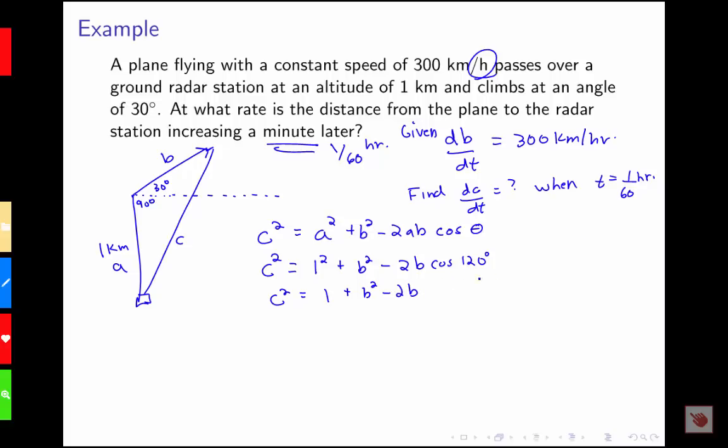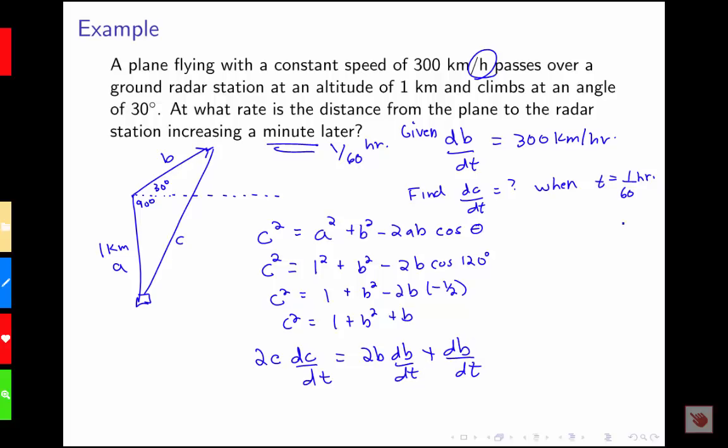Cosine of 120 degrees is the same thing as cosine of 2 pi thirds. That's 60 times 2, or pi thirds times 2. So we're looking at cosine of that being -1/2. So we have c squared is 1 plus b squared plus b is what that part simplifies to. Okay, so now we can look at introducing rates because we're interested in relating these rates of dB/dt and dC/dt. So I can say that 2c dC/dt is equal to 2b dB/dt plus dB/dt. Okay. And now I'm going to be interested in using this information that I have to try to solve for dC/dt.